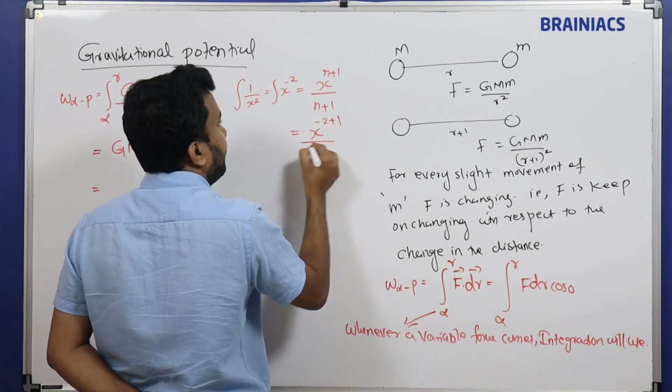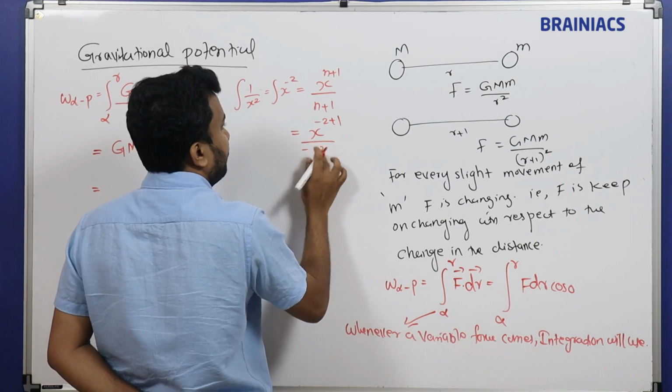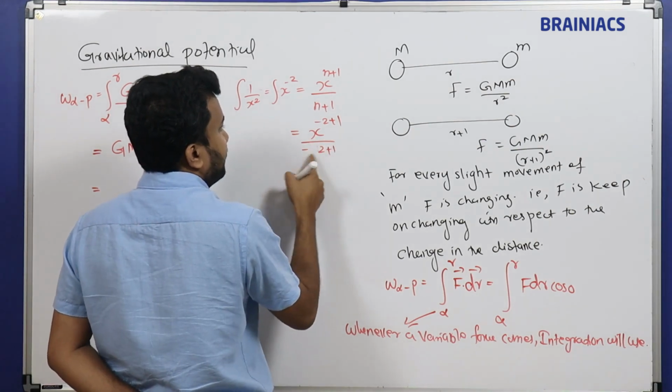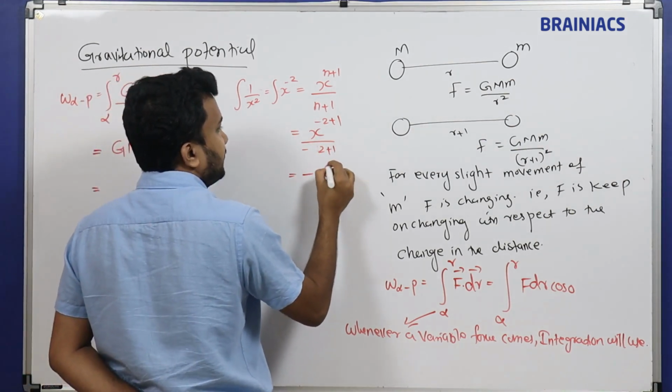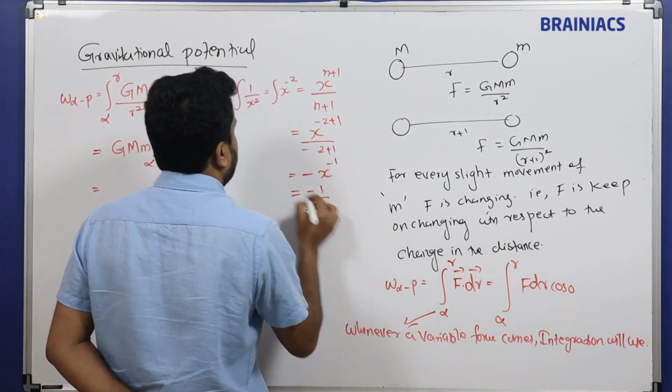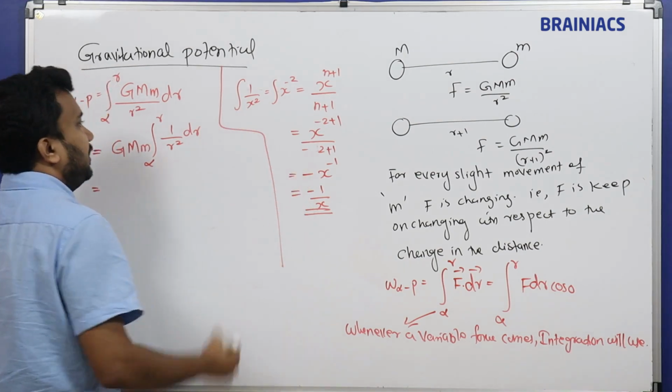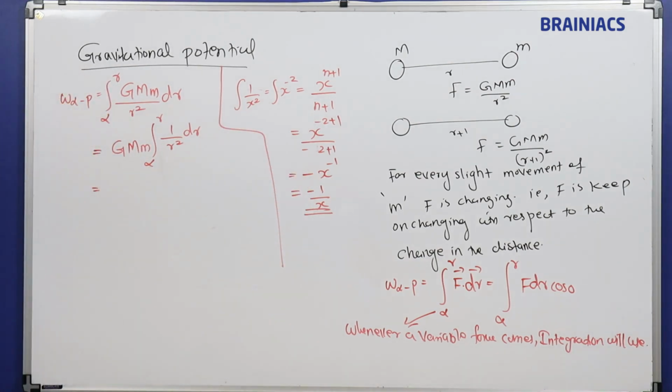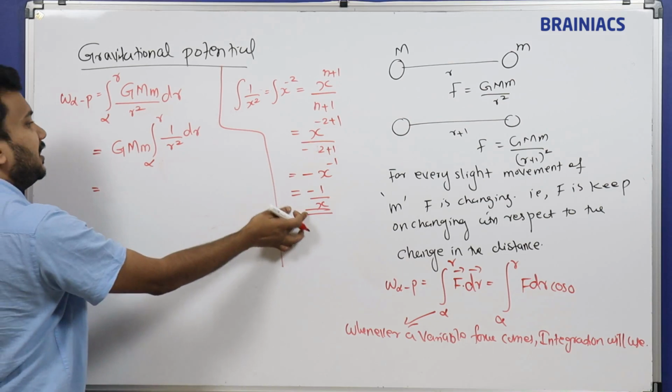Minus 2 plus 1 divided by minus 2 plus 1. So minus 2 plus 1 means minus 1. x raised to minus 1 is equal to minus 1 by x. This is the basic mathematics principle we are applying, and we will get minus 1 by x.